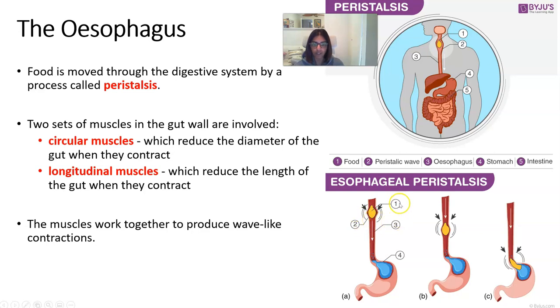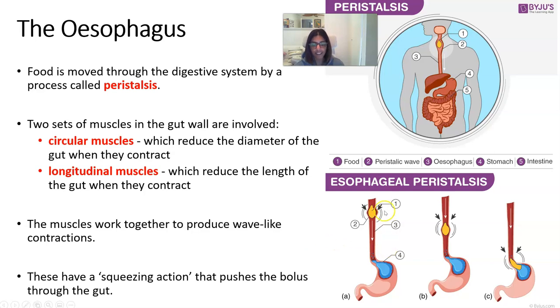So it's kind of like squeezing toothpaste. If we squeeze behind the toothpaste, it will come out the tube. If we squeeze in front of it, it's not going to go anywhere. So this squeezing action is known as peristalsis. And this is a wave-like muscular contraction that moves food throughout the alimentary canal.